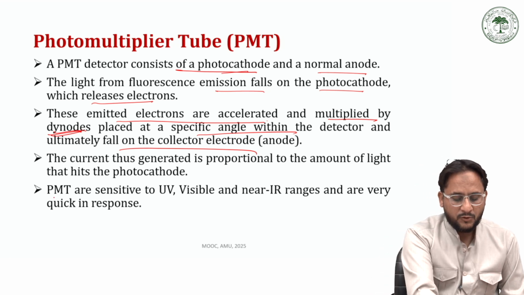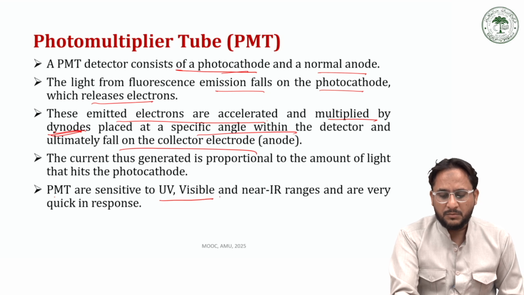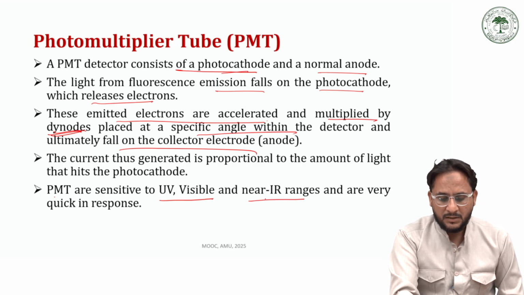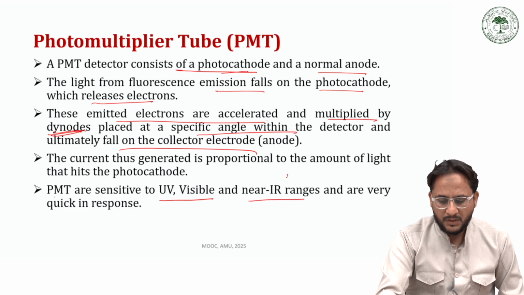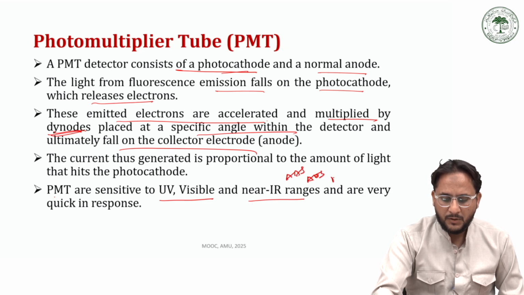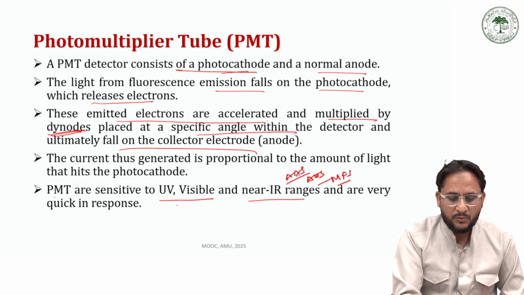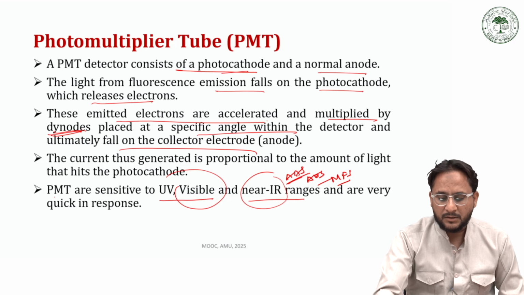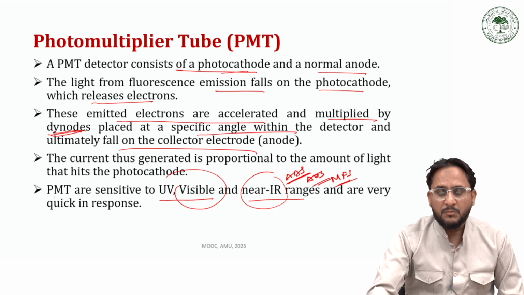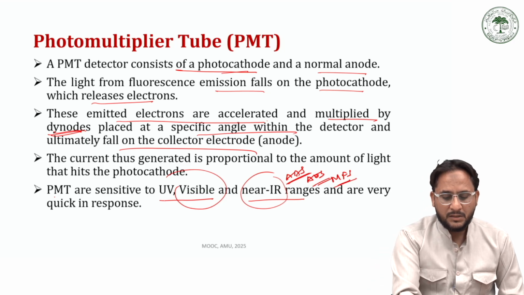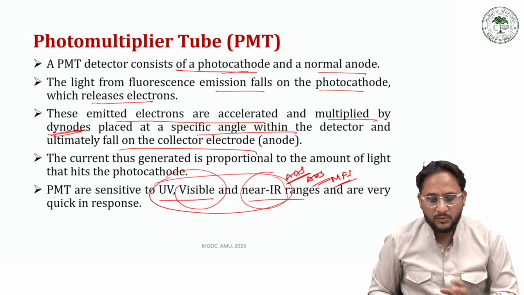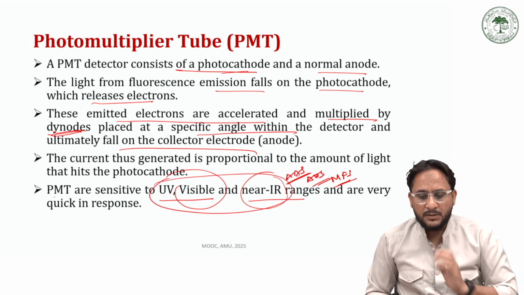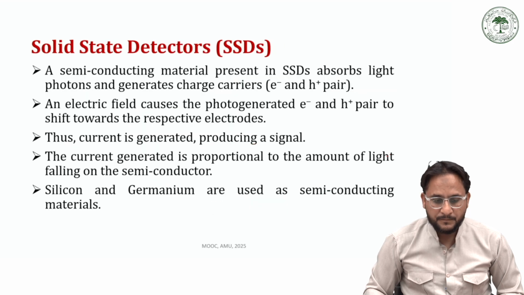These photomultiplier tubes are used in the UV visible and even near IR ranges, and they are also used in AES and molecular fluorescence spectroscopy. They are specifically used in the UV visible region as well as the IR region, and all these techniques, atomic absorption, atomic emission, and molecular fluorescence spectroscopy, generally operate in these regions only. Therefore PMTs are used in all these techniques.